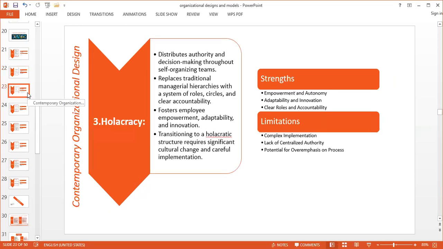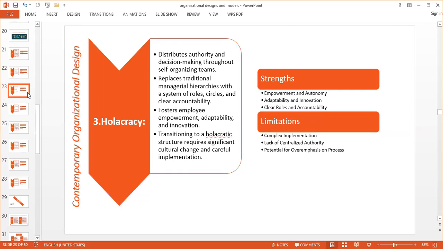Third one is holacracy. Holacracy distributes authority and decision making throughout self-organizing teams, replaces traditional managerial hierarchies with a system of roles, circles, and clear accountability. Fosters employee empowerment, adaptability, and innovation. Transition to a holacratic structure requires significant structural changes and careful implementation.